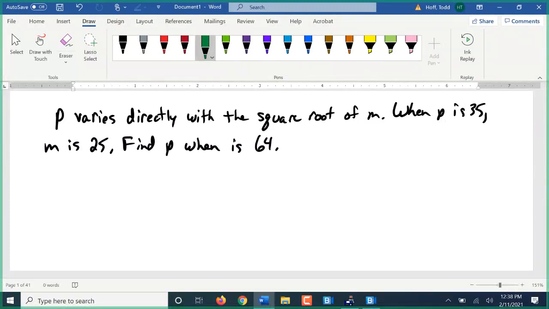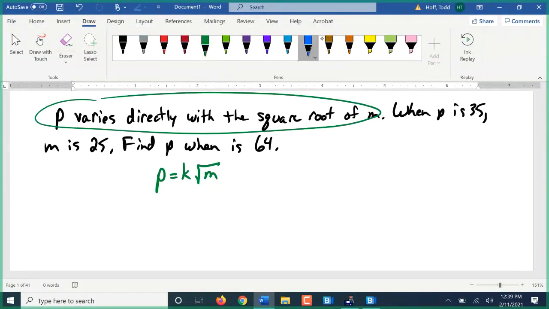A little more complex here. It's not just the two variables related to each other. It's P varies directly not with just M, but with the square root of M. So instead of P equals a constant times M, it's P equals a constant times the square root of M. So we have to modify our formula. It's not relating the variables, it's relating one variable to the square root of the other. But it still works the same way. So that was defining the relationship here.